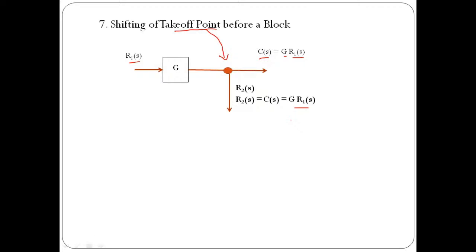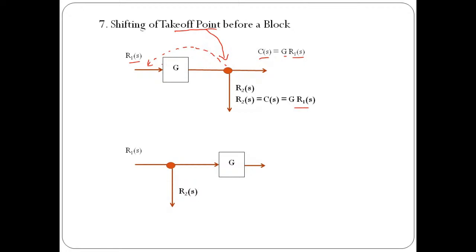Now, in this case, what we need to do is shift the takeoff point before a block. That means we are going to shift this takeoff point and place it over here, before the block. Again, we need to apply the same rule or logic. Whenever we shift the position of the takeoff point before a block or after a block, the output or the intermediate output, before applying that rule and after applying that rule, must remain the same. Only then is it possible to say that the rule is correct, or that whatever changes we have maintained in that particular shifting are correct.